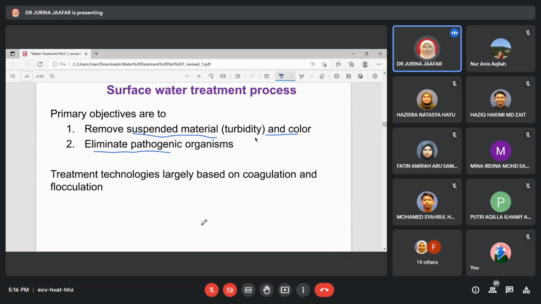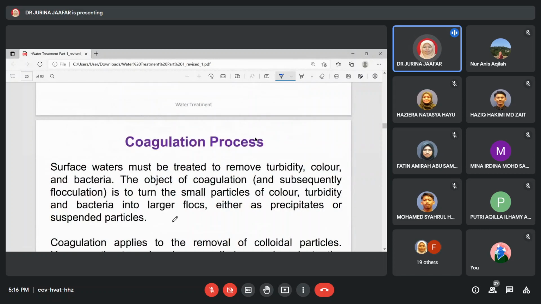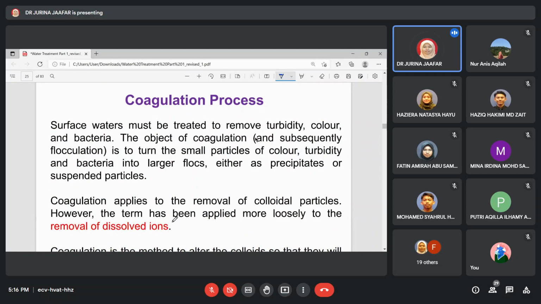So the technology that we use is what we call a coagulation and flocculation process. So this is the treatment technology that we use in this process. So what is coagulation? Okay, very fast. Coagulation adalah proses di mana ia turn the small particles yang di dalam air, particles yang menyebabkan color, turbidity dan bacteria itself, because bacteria tu dia ada size, so kita kata small particles ini into a larger floc. So we need a process to remove those particles.